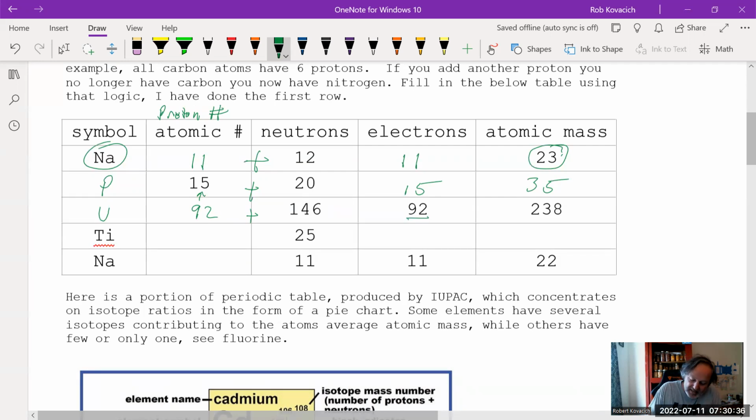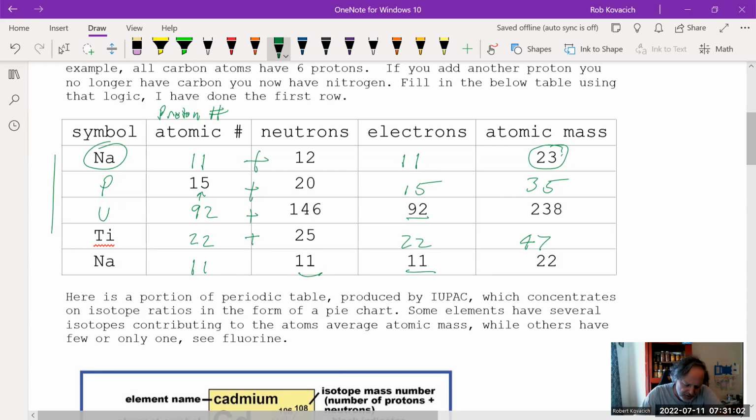All right, so Ti is titanium. And if I look on the periodic table, titanium is element number 22. So 22 protons, 22 electrons. And this isotope of titanium has a mass of 47. Okay. All right, we have another sodium again. Sodium has an atomic number of 11. Great, then I already matched my protons. This one has 11 neutrons, so its total mass is 22.